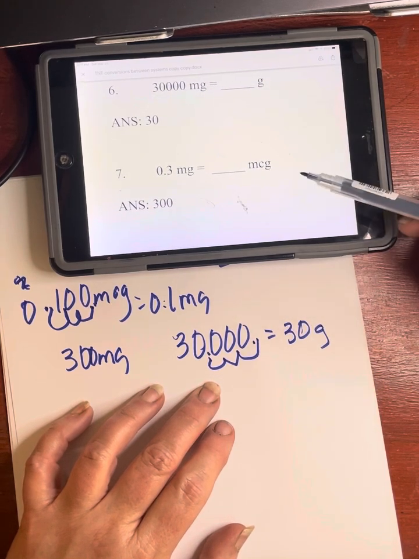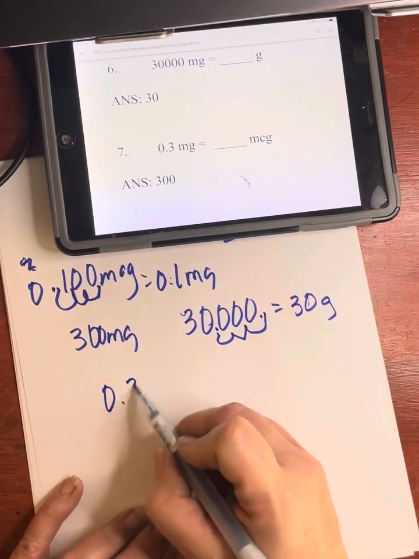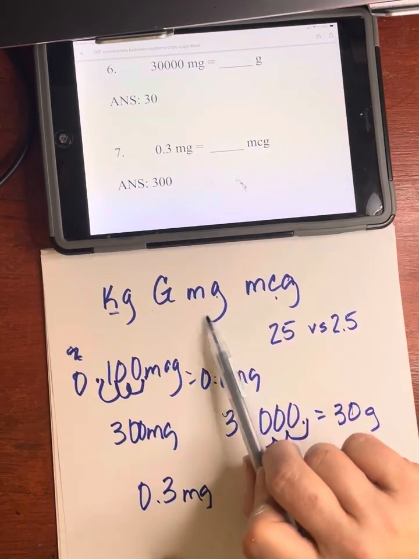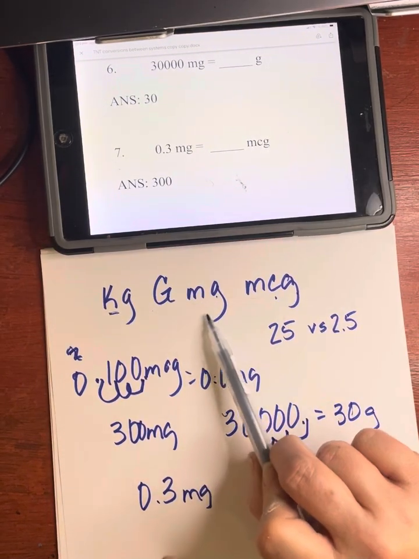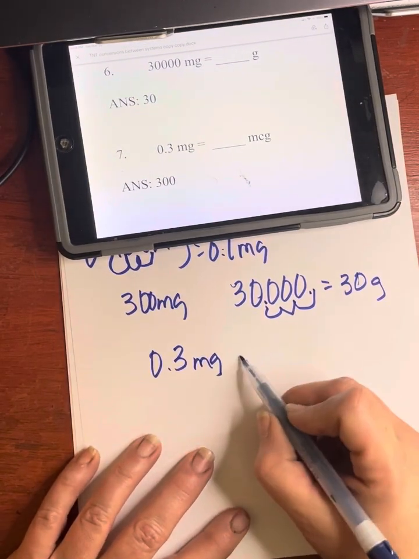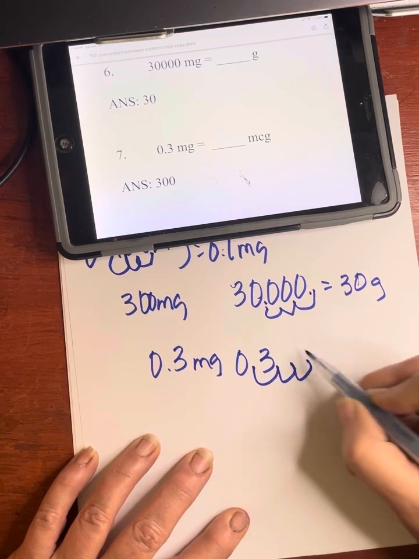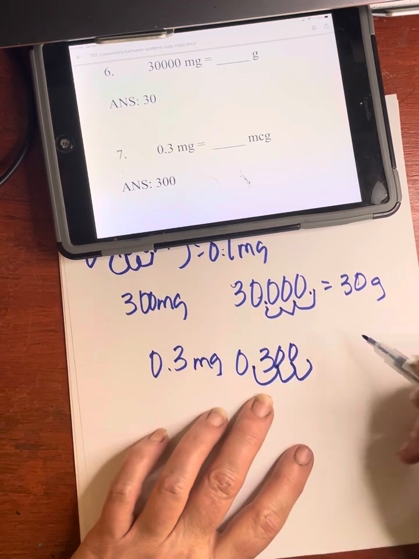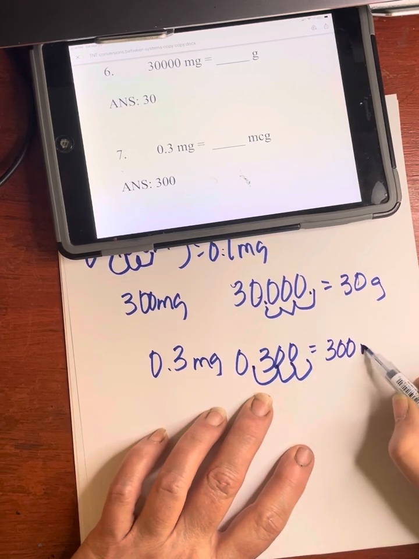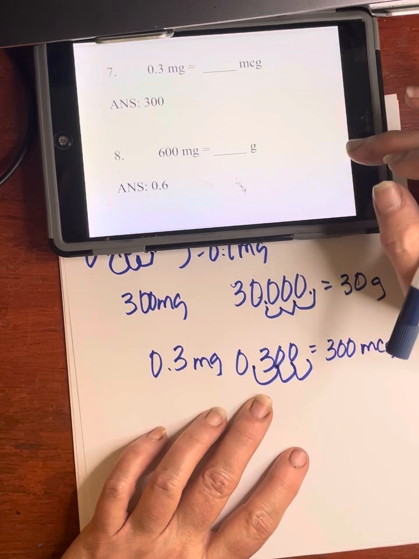And then, so this one is 0.3 milligrams, and they want us to do micrograms. So we're moving it to the right 3 places. I'm gonna put it right here. I'm gonna grab it, 1, 2, 3, and I'm adding my zeros. So it will be 300 micrograms. You see? I believe you do see.